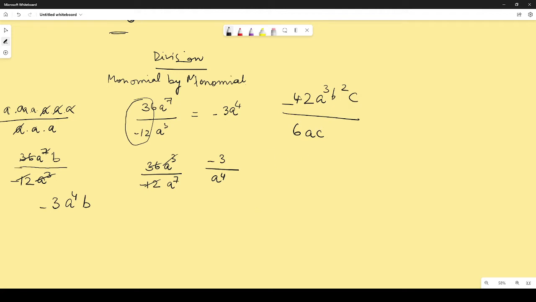Minus 7 a square b square c. I'll write it as minus 7a square b square, with c square underneath. Absolutely correct. Did everyone get this?